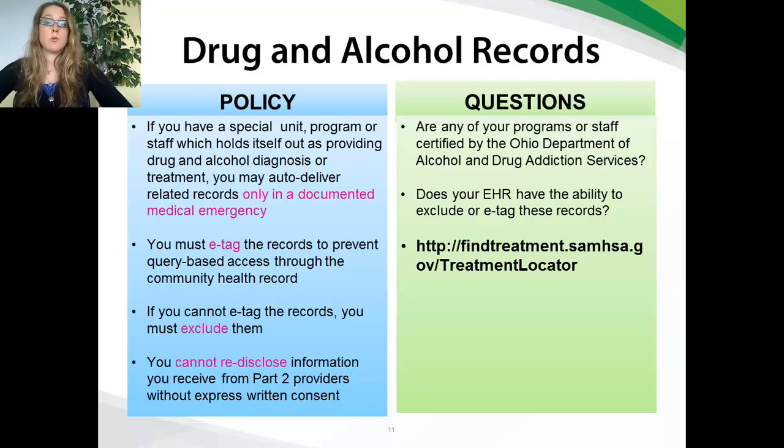So in order to find out if you have a facility that provides this type of service, the easiest way to do that is to look on the SAMHSA website, and I have the address for the SAMHSA website listed under questions on the right side of this slide. So look up your facility and see if you receive funding from SAMHSA. If you do, then you likely qualify as a special unit that holds itself out as providing this type of treatment, and you need to comply with the terms in this policy.